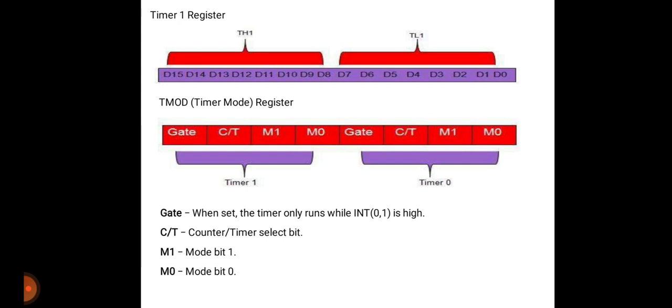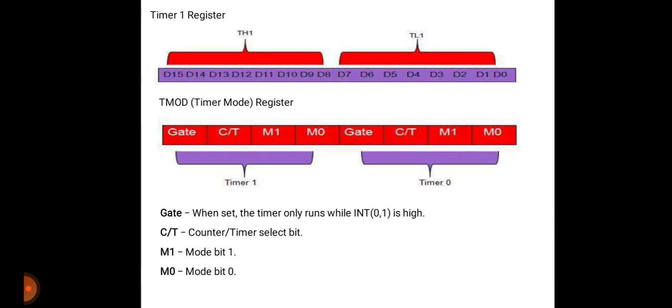For example, MOV TL1, #4H means what? It moves the value into the lower byte of timer 1. Again, here you can see the figure, which has TH1 and TL1. TL1 has 8 bits, D0 to D7, and TH1 has 8 bits, D8 to D15. This is timer 1.